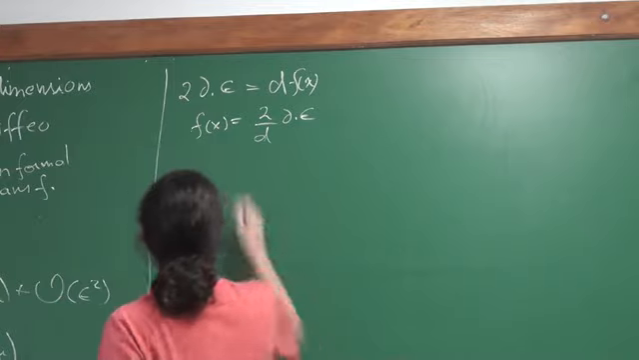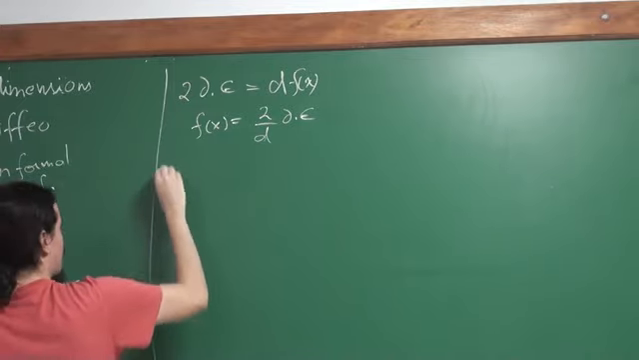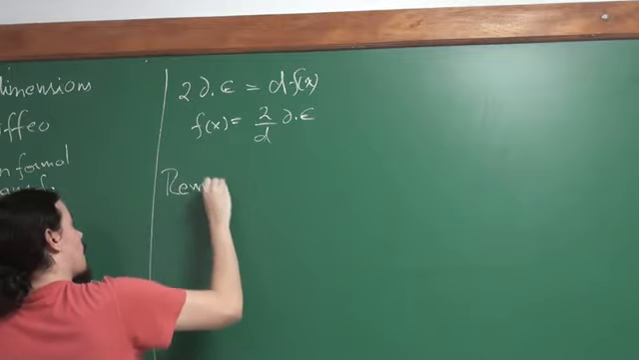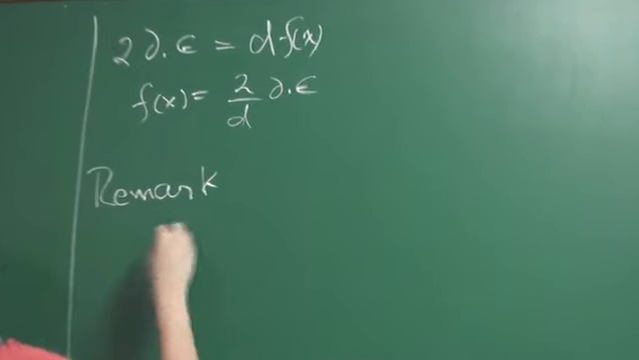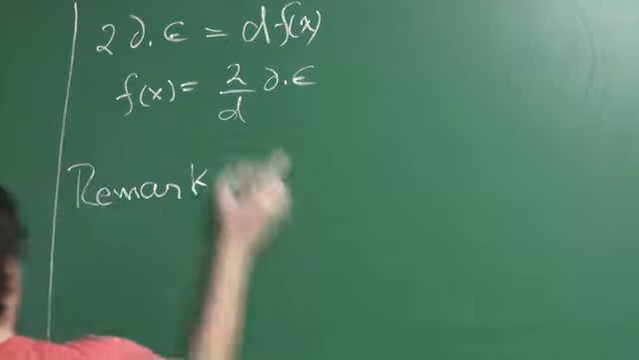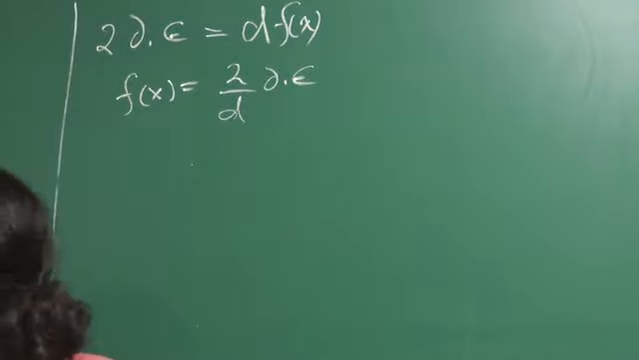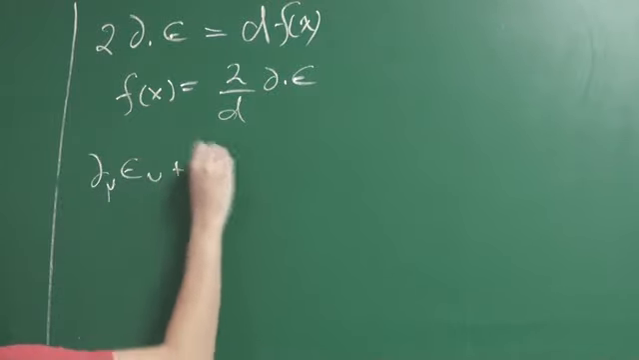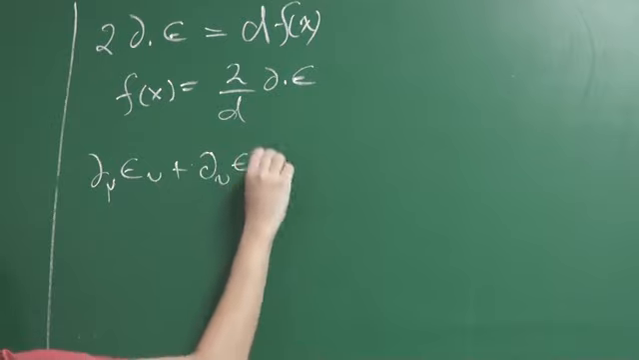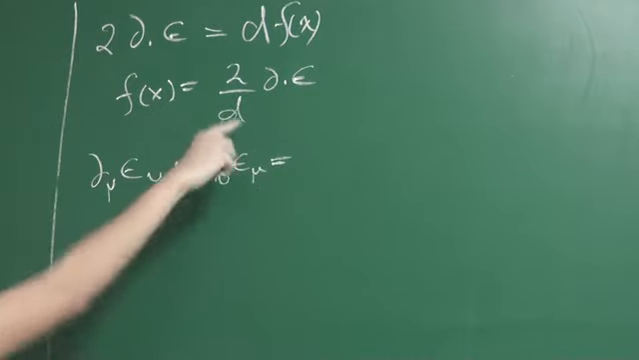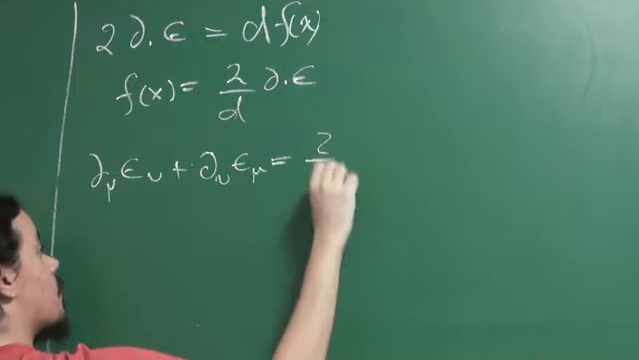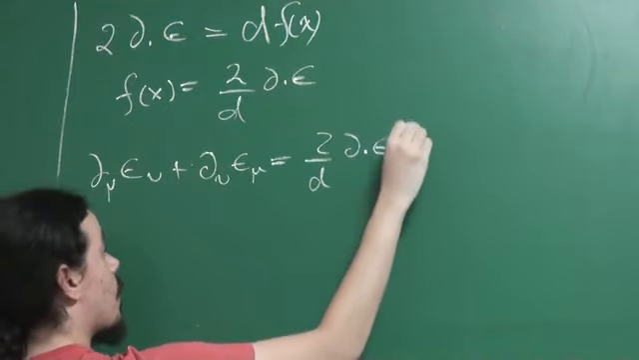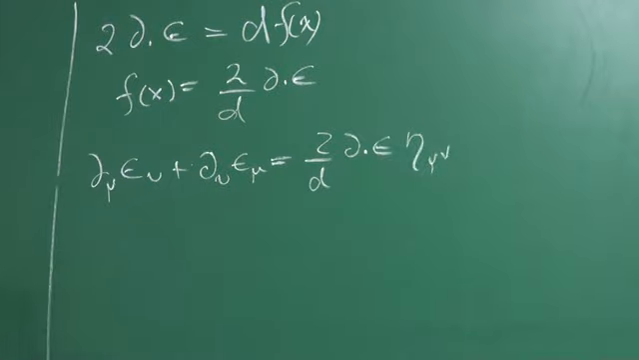And now we're going to make a remark here. Before the remark, let's put this back here. We end up with this equation. df is just this. Okay, now comes a remark.